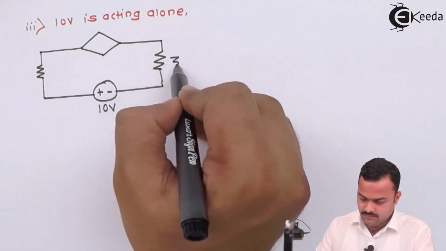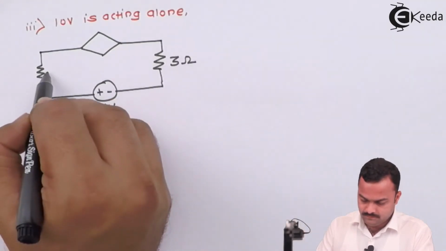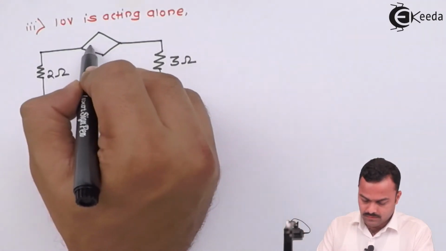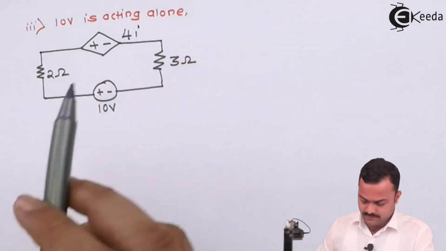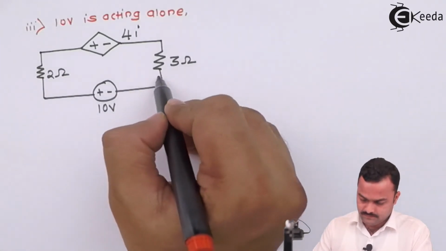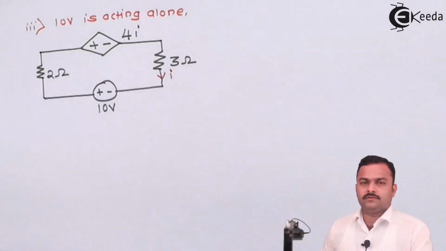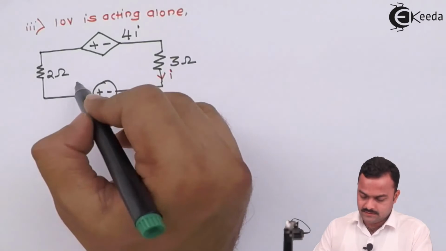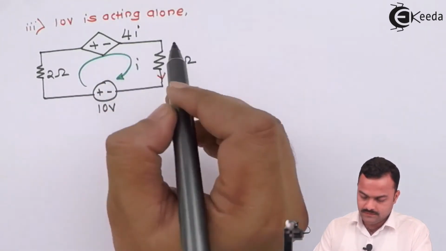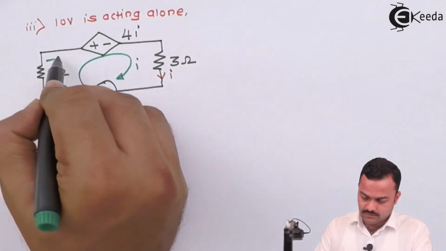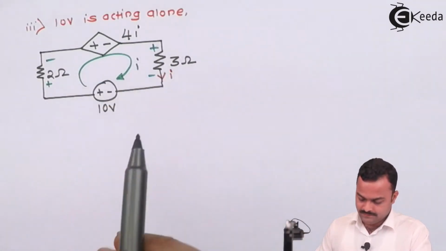Ten volt, 3 ohm, 2 ohm, and the only current controlled voltage source, that is 4I, where I is this. So this is a very simple circuit we'll get. Let's consider the loop current in this direction, which is nothing but I only, having the voltages across 2 ohm and 3 ohm in this manner.